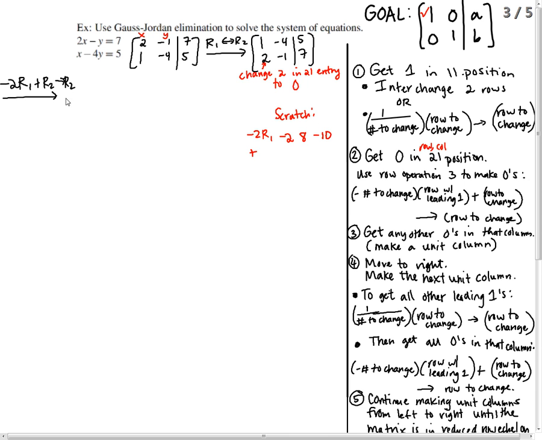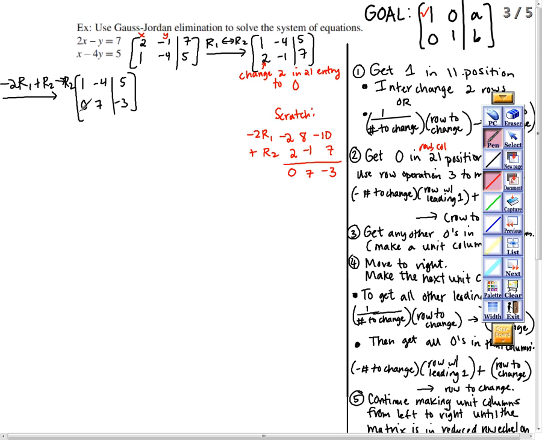I'm going to add that to row 2. Just rewrite the entries in row 2. I get 0, 7, and negative 3. This is my new row 2. I did not change row 1, so I'm going to rewrite it. And I write 0, 7, and negative 3 as my row 2.